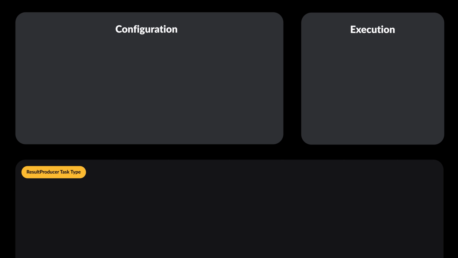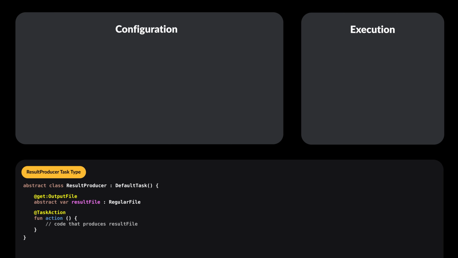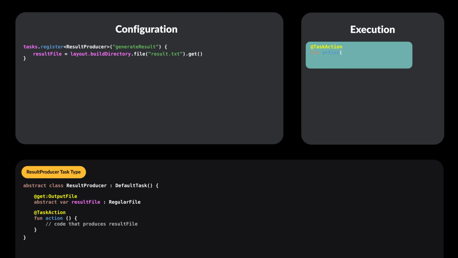Let's consider a scenario where there's a task type called result producer, on which a result file output variable can be configured, which is created and the contents written to in the action. According to the documentation, it is recommended to use regular file property. For now, let's just use regular file. Let's say there's a generate result task of this type. For the configuration, the result file location is set to result.txt in the build directory. In the execution phase, the action will be run, which will create the result file and put a string result in it as the content.